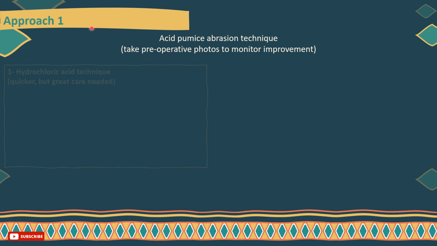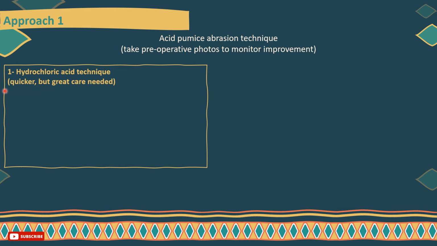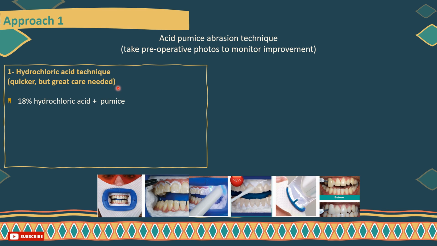Method number 1. Hydrochloric acid technique. A mixture of 80% hydrochloric acid and pumice is applied to the affected area using a wooden stick. Careful isolation with rubber dam. Use a neutralizing agent like sodium bicarbonate and protect the soft tissues. The mixture is rubbed into the surface for 5 seconds and then rinsed away.